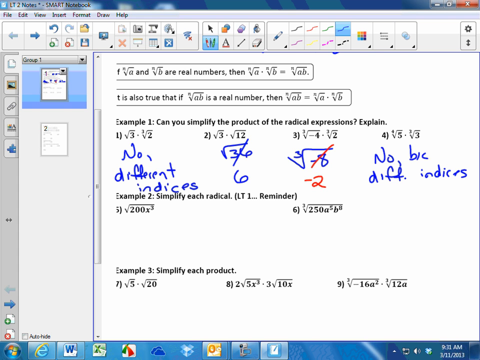All right, now these next two, 5 and 6, I want you to try them. They are Learning Target 1 problems. So I'd like you to try before we get into the multiplying of radicals. If you need a little help, I'll be working them up here, okay? But try them on your own if you can. The first thing I think about is the square root of 200 and the list. Square root isn't on the list.